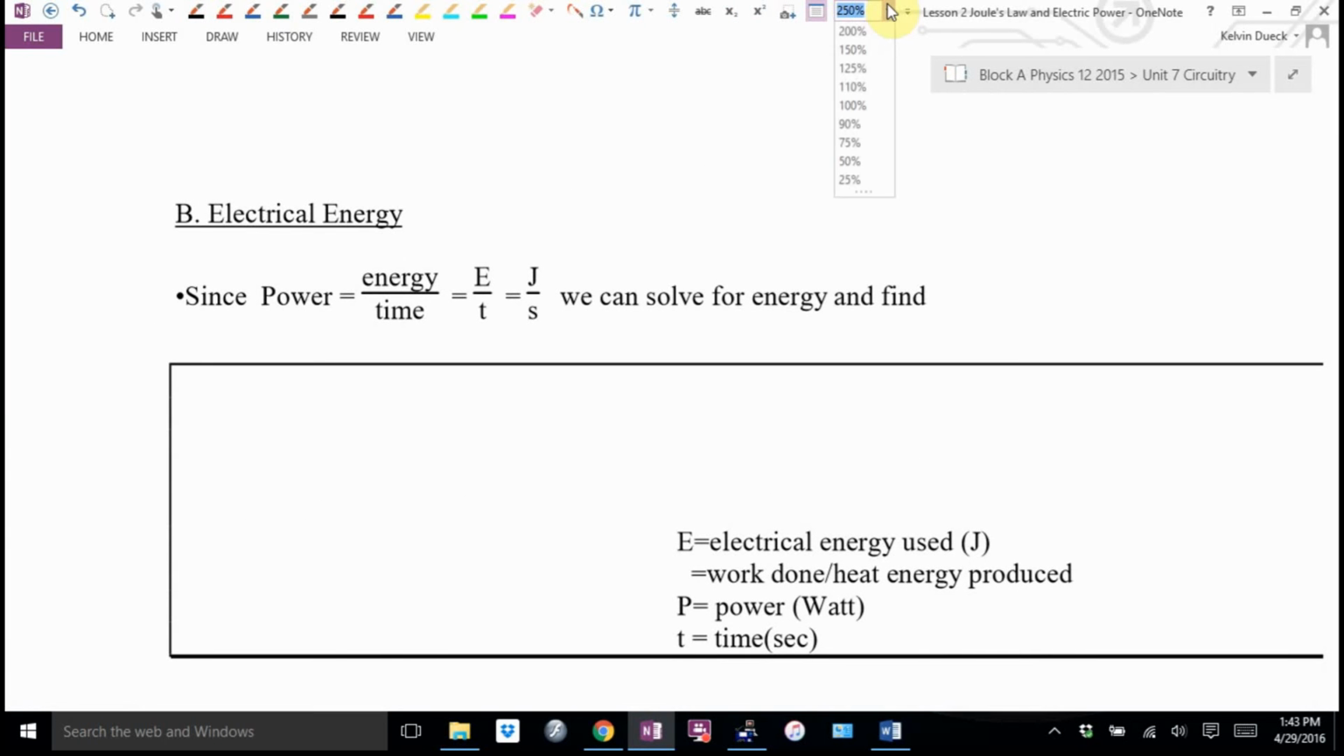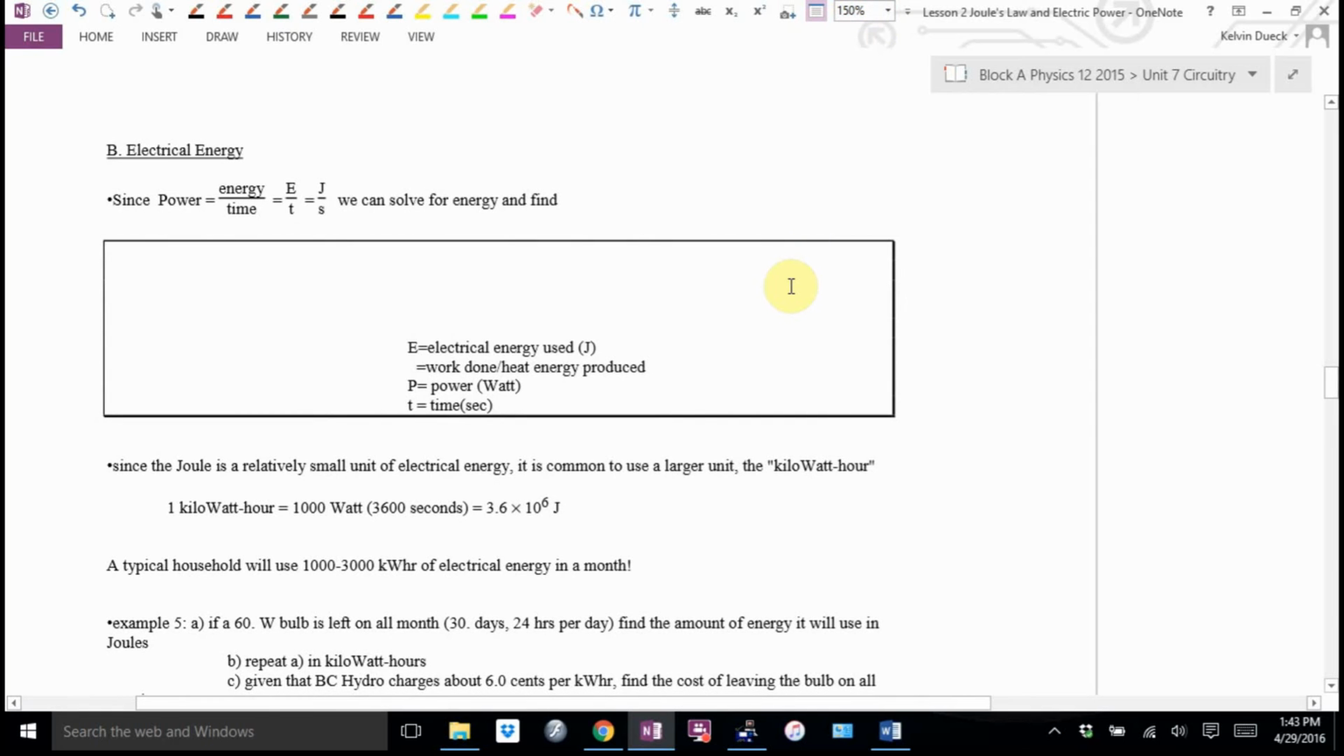So we've talked about power. Let's talk about energy, but let's talk about electrical energy. Power is work done by electricity over time. Instead of writing work done by electricity, you can cross out W and just put an E there for electrical energy, not electric field.